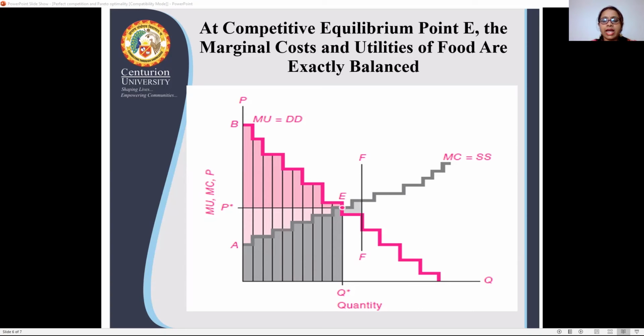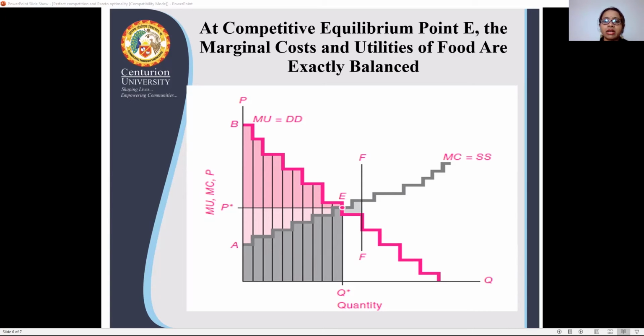Now let's look at the other side, that is, the MU curve, the marginal utility curve. How do we figure this out? The demand curve is the horizontal summation of all the identical individuals' marginal utility curves. And if we horizontally add the marginal cost curves of the farmers, we get the supply curve.